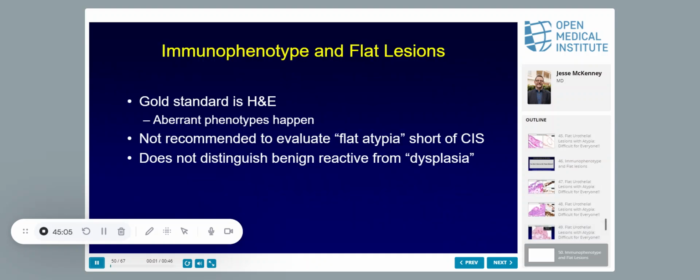Okay, so the key is that H&E is the gold standard, not the immunophenotype, because there are aberrant immunophenotypes, okay? So you will find cases of CIS that stain with CD44, okay? You will see CIS that's CK20 negative. You'll see every combination you can. And all jokes aside with your earlier question, I don't like the immunos for flat lesions that there's no way I would call CIS. And I'm going to tell you why. If I don't think it's CIS, if the question is reactive or maybe dysplasia, the stains aren't going to help you. Okay?